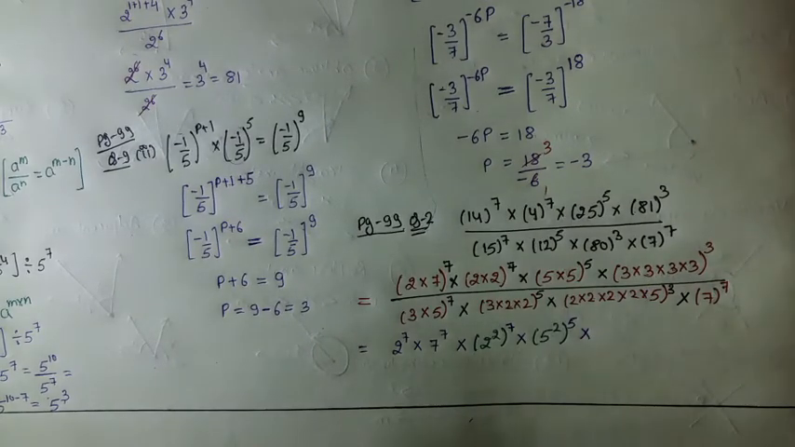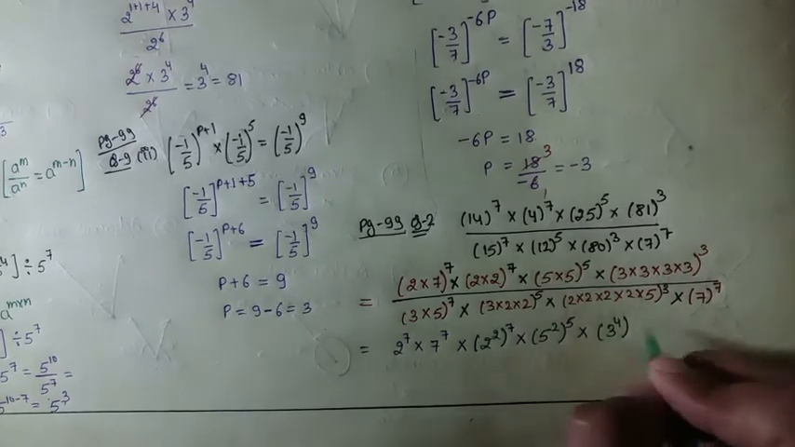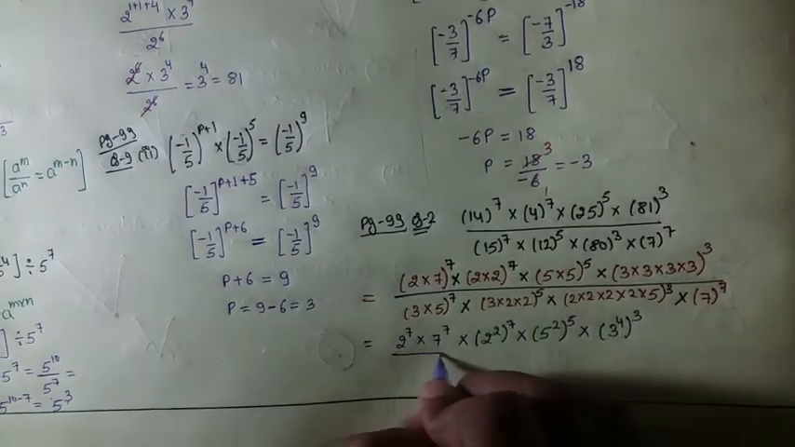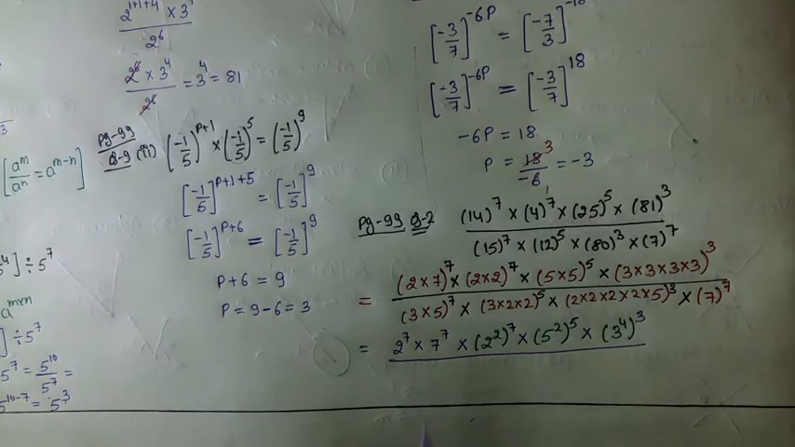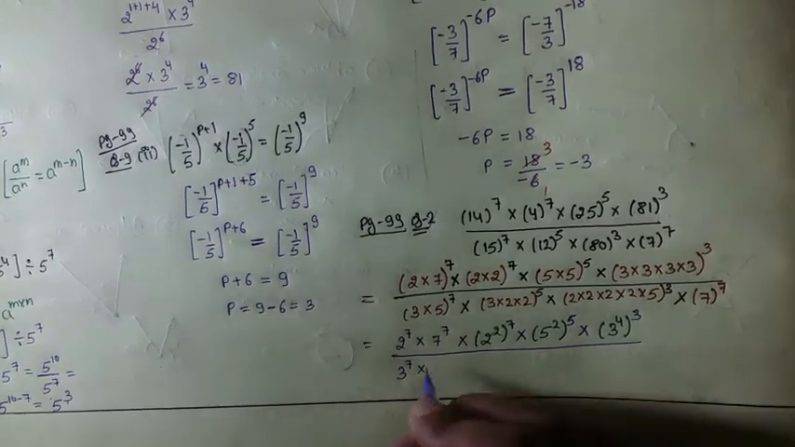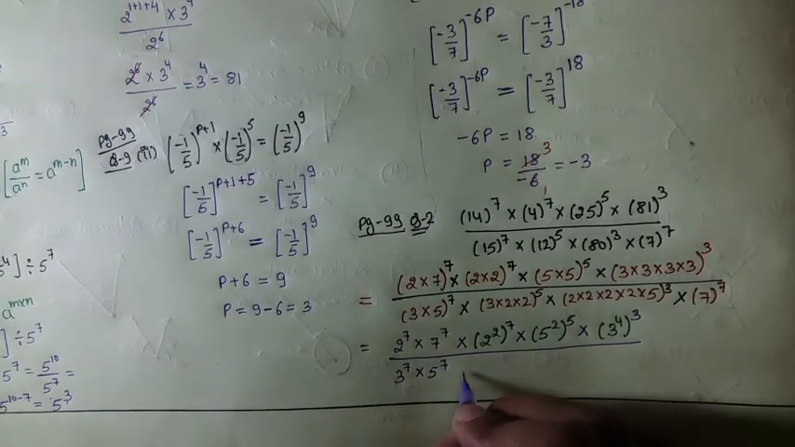3 is multiplied for 4 times, so it can be written as 3 to the power 4 and its whole power is 3. Coming to the denominator, again it can be written as 3 to the power 7 into 5 to the power 7.